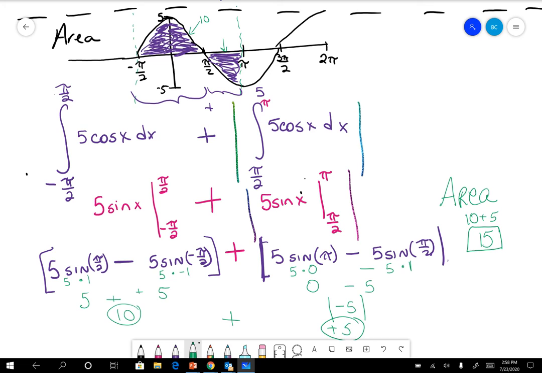The difference between net area and actual area: remember, we got a negative 5 because it's below the axis. You get 10 for that one because it's above the axis. So this one's a negative 5. But for net area, it's 5. But for area, you have 15. Hope that makes sense. Hope I can figure out how to stop this video.